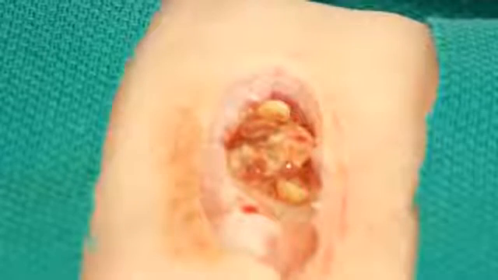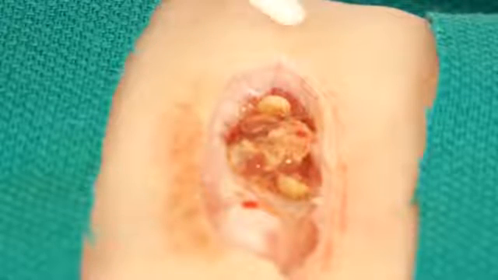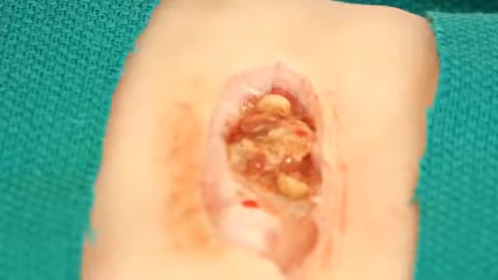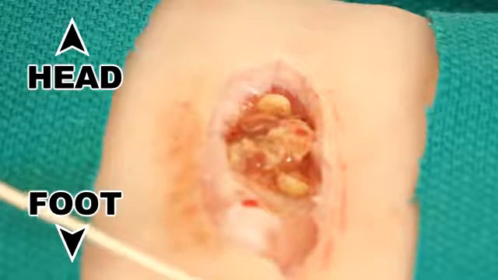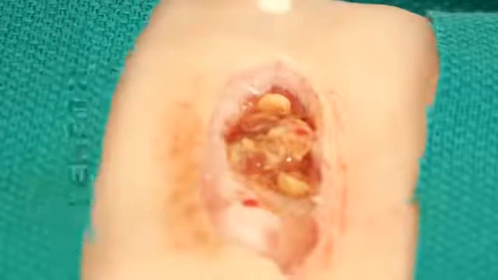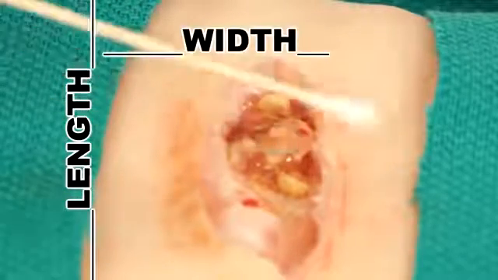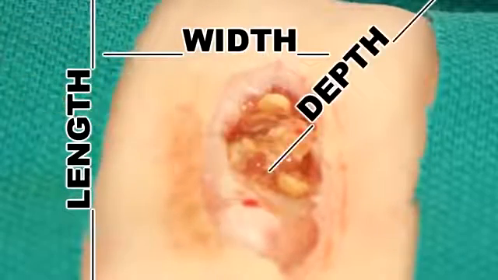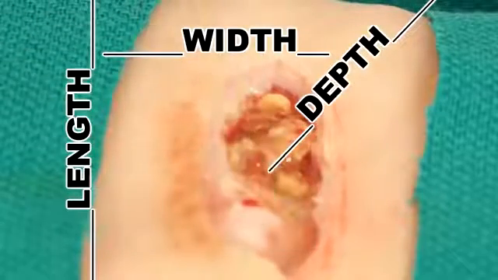This model demonstrates a wound. By convention, the superior aspect of the wound would also usually coincide with the head, and the inferior aspect would be the foot. We measure length from a head to foot direction, and width is measured from left to right or right to left. Depth is measured at the maximum location of depth in the wound.